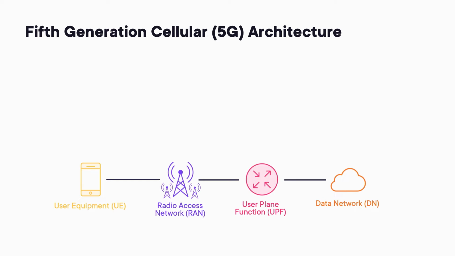Most cellular consumers are trying to access some centralized resource, such as a web application or a video stream. To achieve that, the RAN forwards traffic to the user plane function or UPF, which is essentially a router. The UPF connects to an upstream data network or DN, which typically leads to the internet.